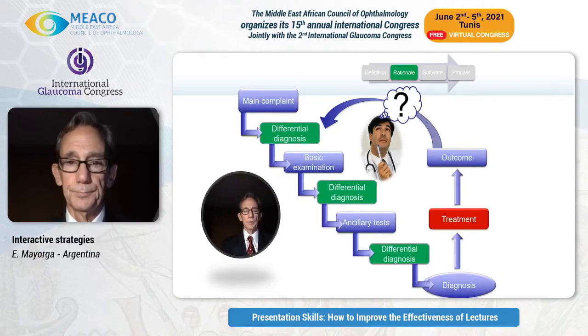A great exercise for applying critical thinking is presenting a case showing the main complaint of the patient. Then ask for the differential diagnosis. After that, you give them the findings of the basic examination. And then you keep going through all the different steps of examining a patient until they're able to make a diagnosis, a treatment decision, and then you present them the outcome. If the outcome is not good, then you can start the circle again.